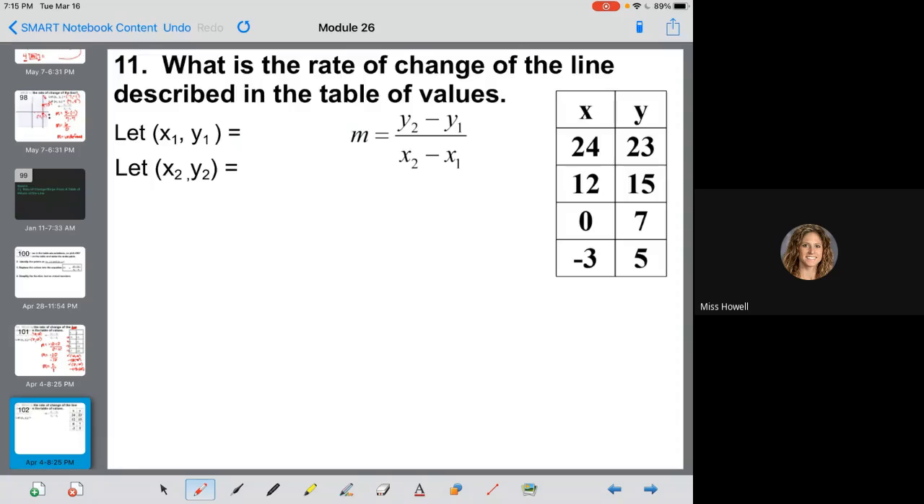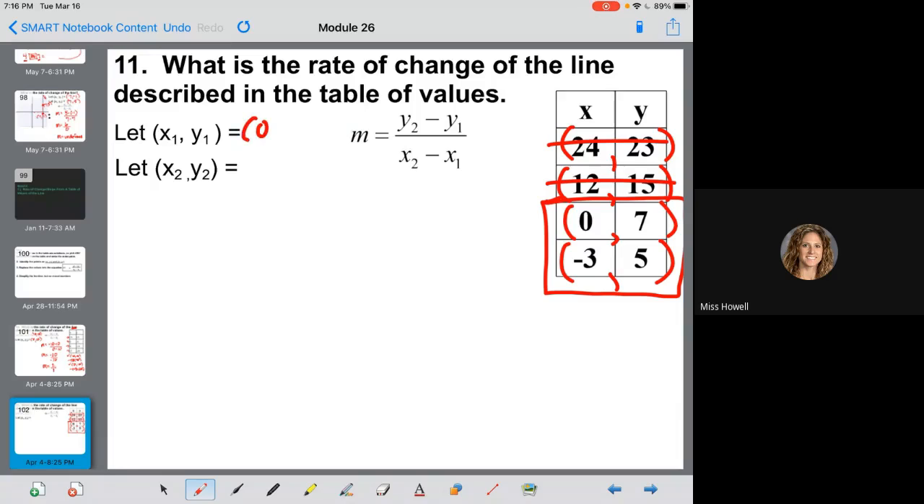Number 11, what's the rate of change or the slope of the line described in the table? Again, remember, these create our ordered pairs, (24, 23), (12, 15), (0, 7), right? It's just in table format instead of ordered pair format. Again, I would stick to the ones that seem the easiest to work with. So for me, these bottom 2 are probably the easier ones to work with, and I would probably pitch or discard or ignore those top 2. But again, I can use any of them.